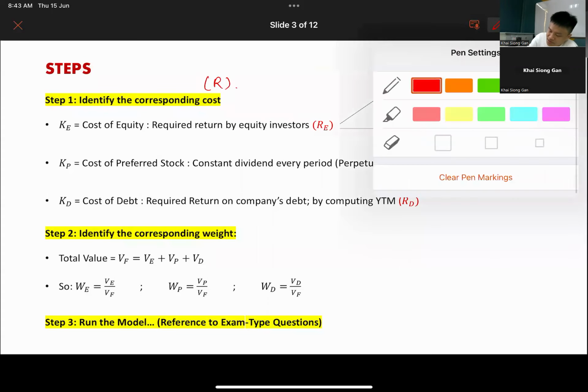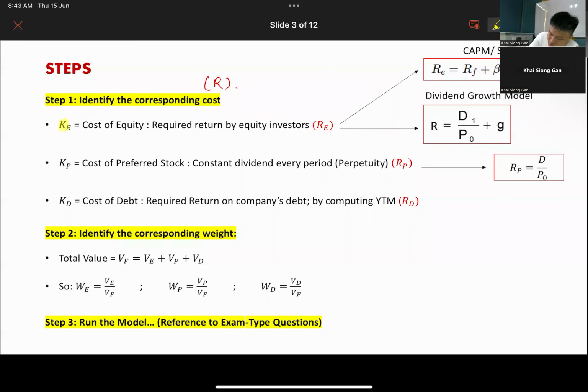For example, just now we talked about cost of capital for equity. KE means cost of equity, that means the required return by the equity investors, by the people who purchase the common stock. When we talk about common stock, to calculate the returns, remember we have two different formulas that we learned in the previous class. The first one is CAPM or SML, the security market line. One way is to use this formula to calculate the required return of equity: the risk-free rate plus beta times the risk premium.